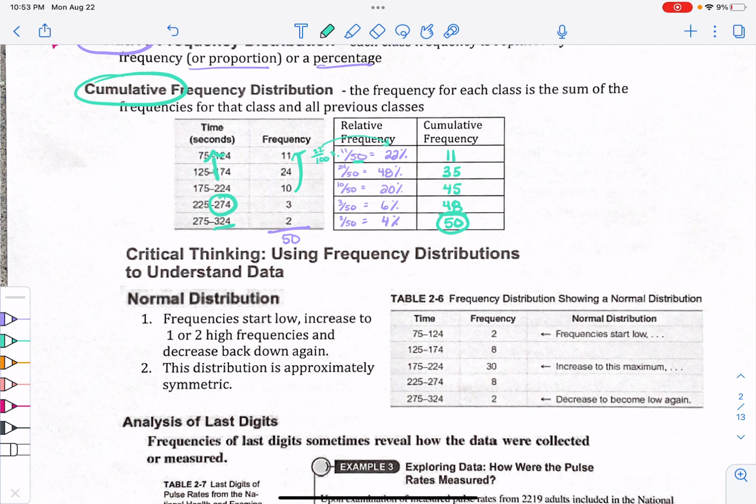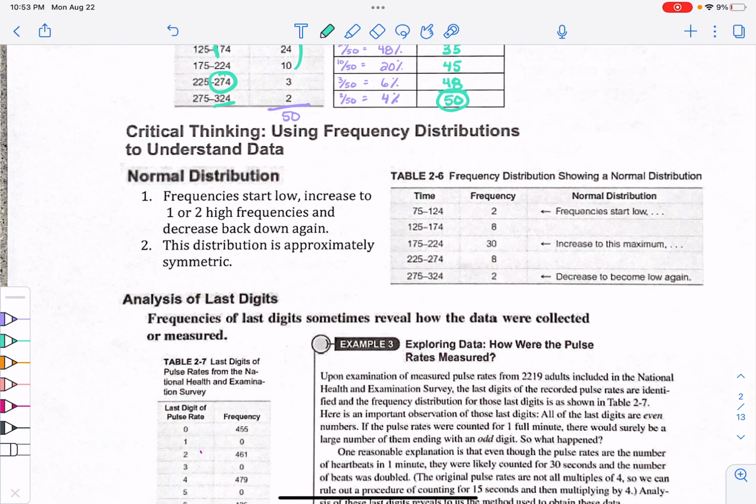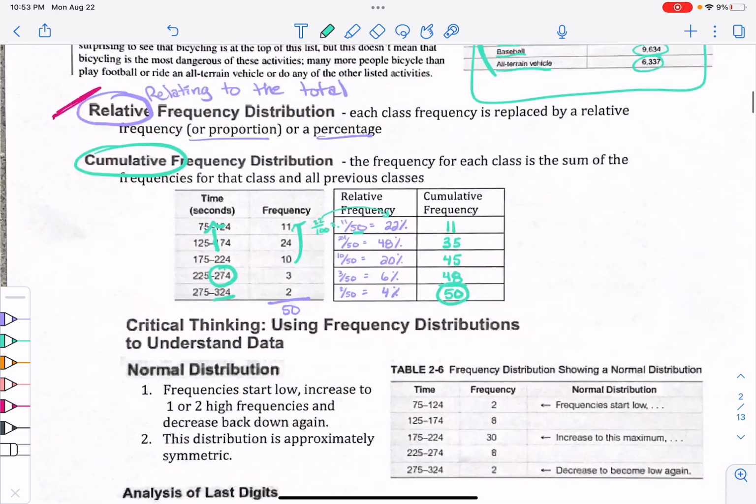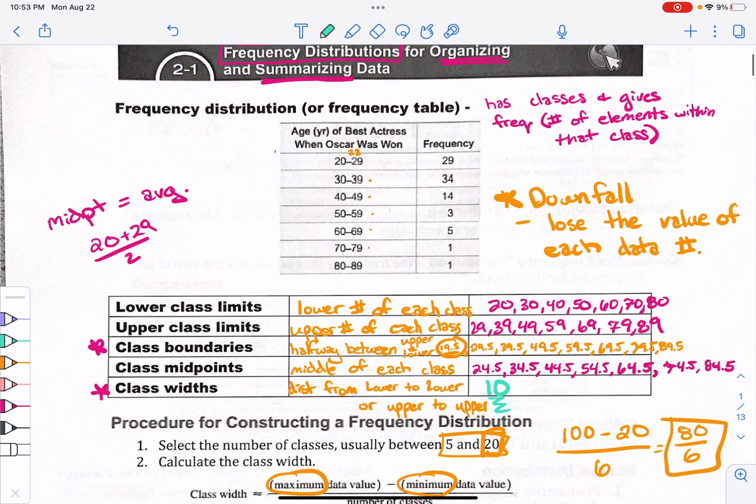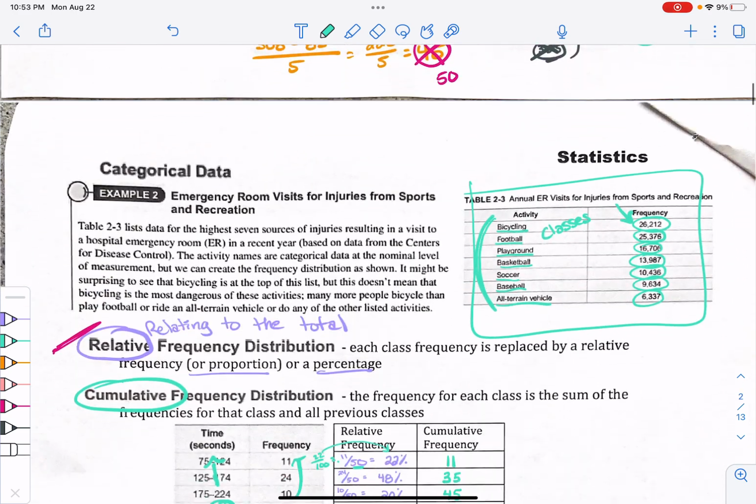Okay. Now the last thing that they talk about is the patterns that we can see a lot of times with these frequency distributions. So I've already talked about the ages of women, saying that the younger women are the ones that typically were winning the Academy Awards. Okay. Because women don't age well.